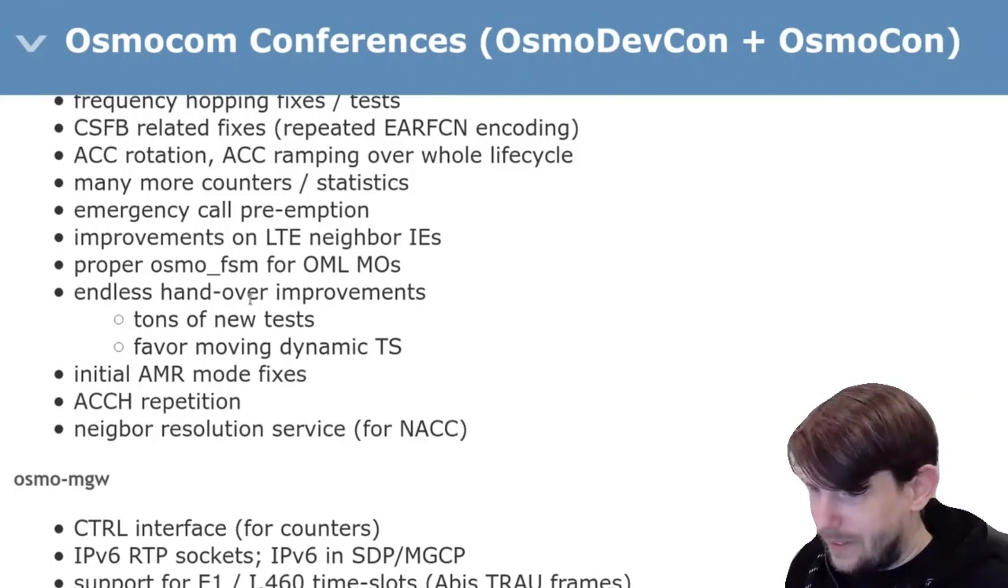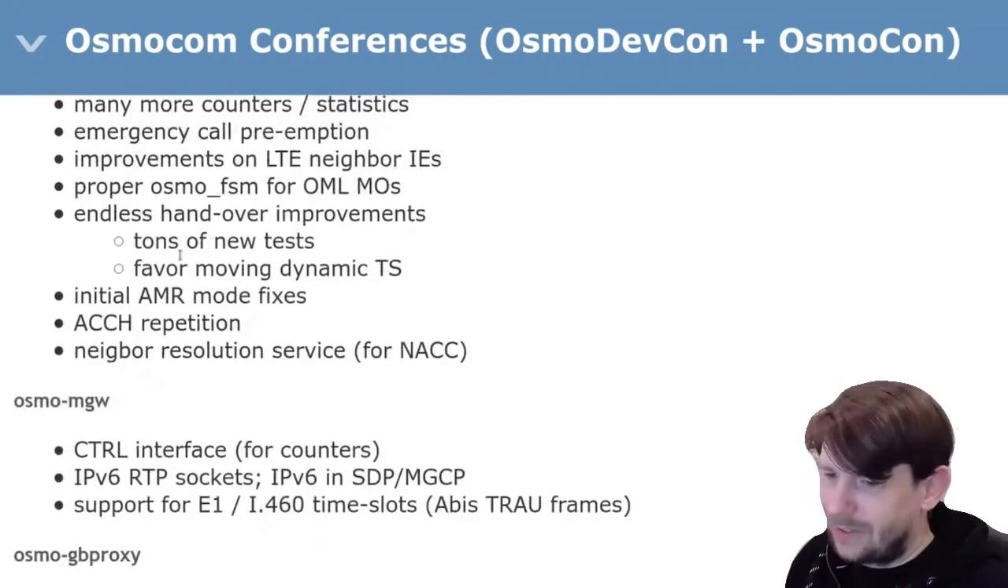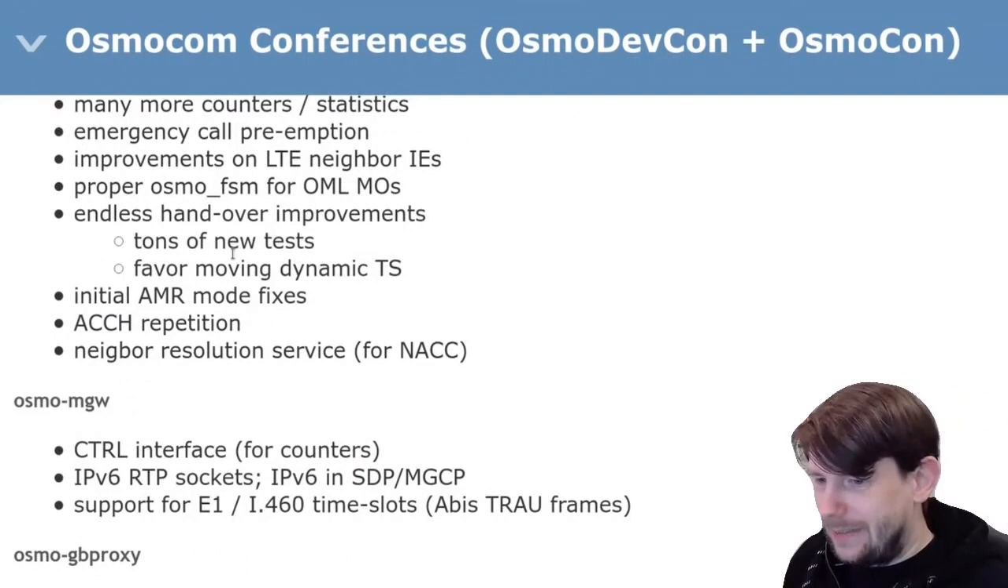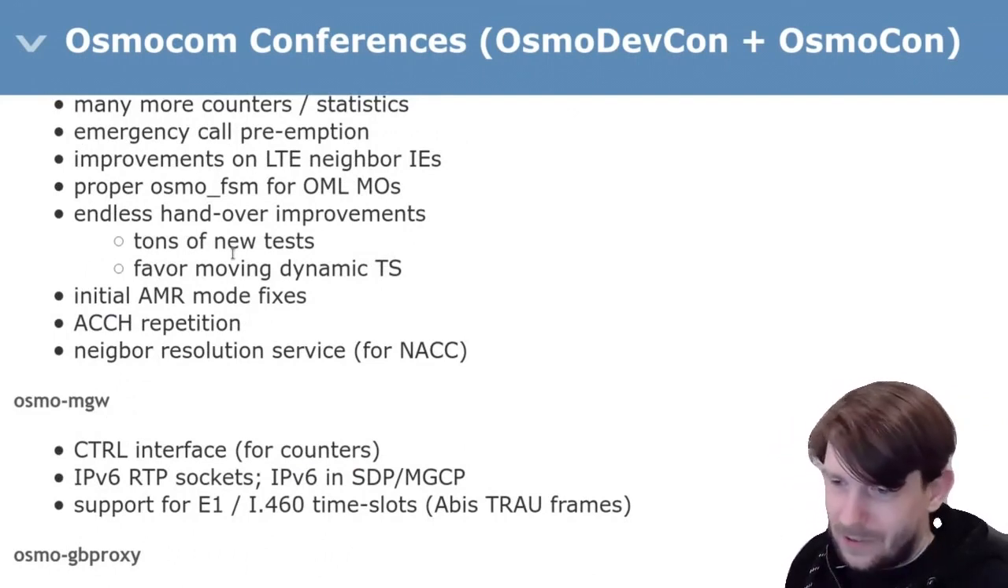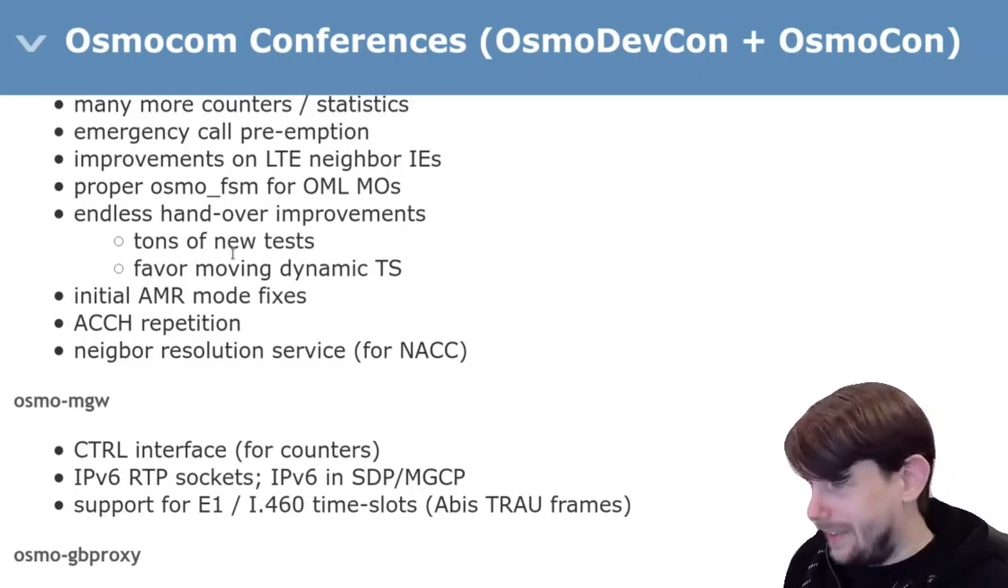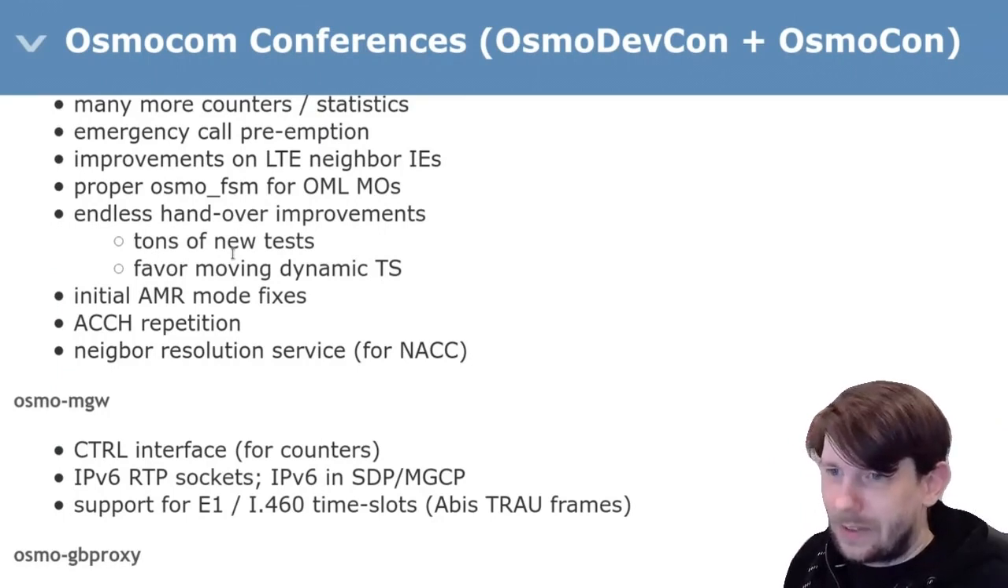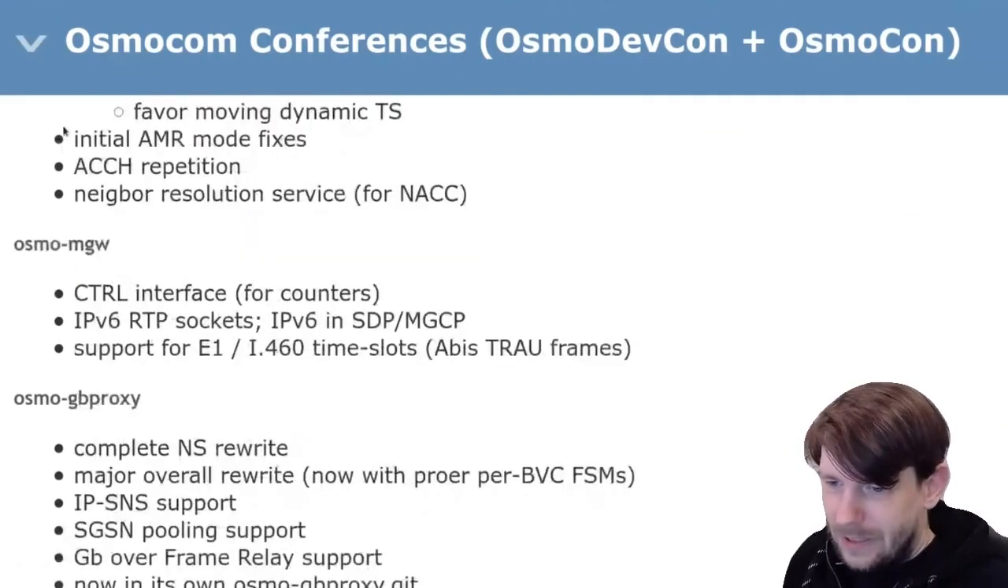Lots of handover improvements, tons of new tests for handover scenarios. Actually, there's even lots of infrastructure for handover tests that is now in C in the code, where we simulate all kinds of scenarios and see if the handover algorithm performs the way we expect in a number of different situations. Some fixes on initial AMR mode, the ACCH repetition, there's some function of the VSC in there as well. And we have a neighbor resolution service, which is required for the network-assisted cell change.